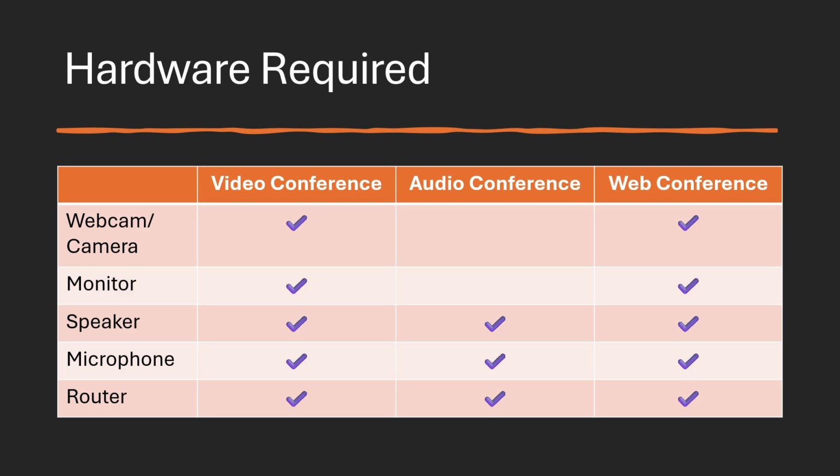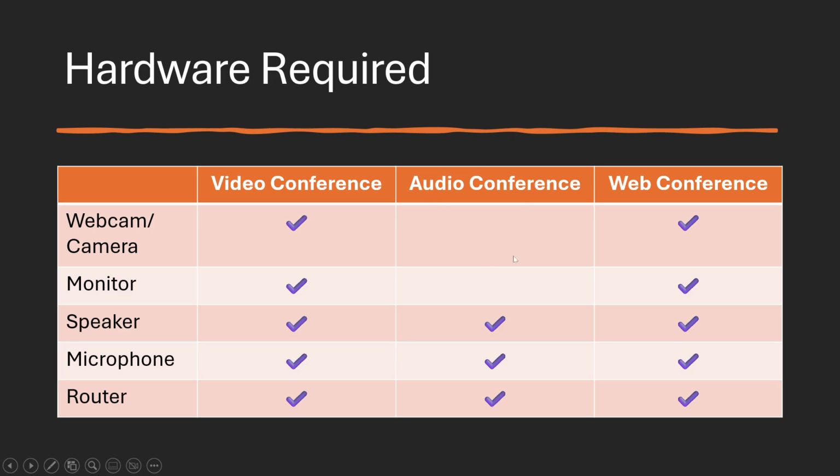First, we're going to look into the hardware and software required. For hardware, for video conference, you need a webcam, monitor, speaker, microphone, and router. Like I said, it's online, so it requires internet. When it requires internet, the hardware that you require for internet is a router. So that's why all of these have a router.